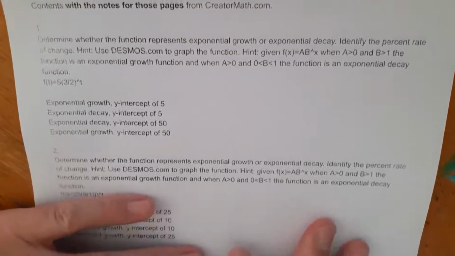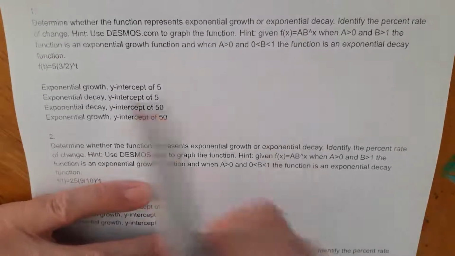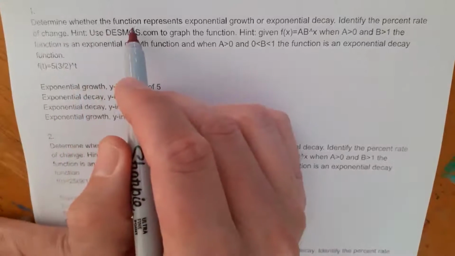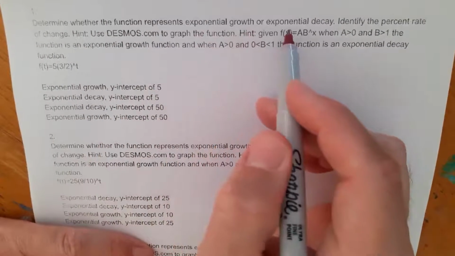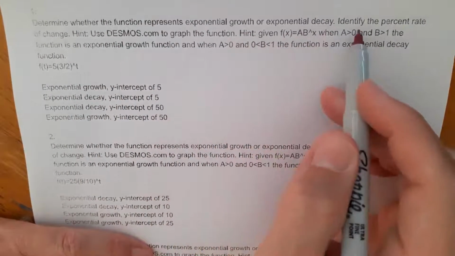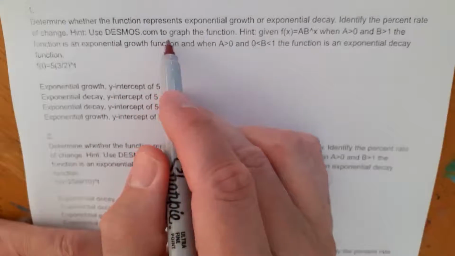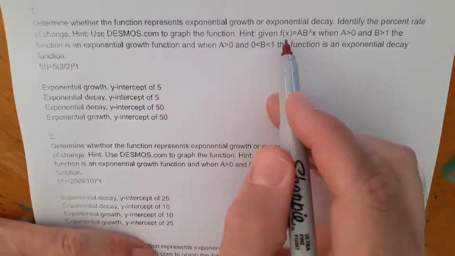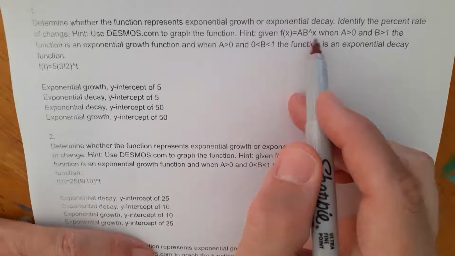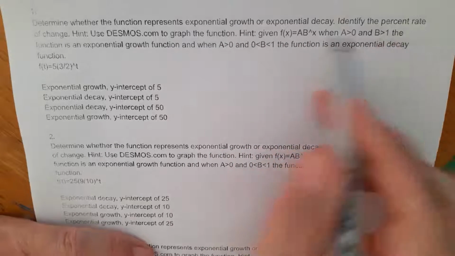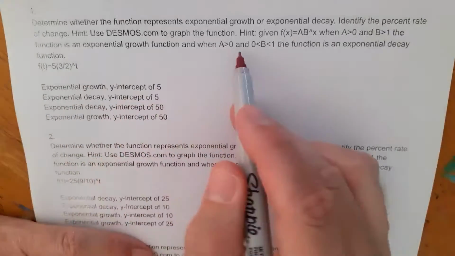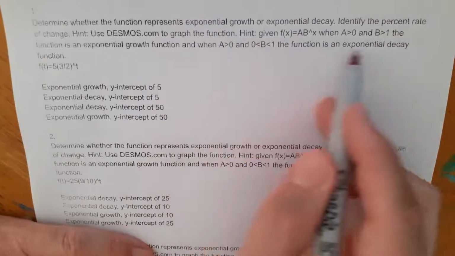So let's go to the first problem. Determine whether the function represents an exponential growth or exponential decay. Identify the percent rate of change. Hint: use desmos.com to graph the function given. f of x equals a b to the x, where a is greater than 0. Here they even repeat the information from the notes, and here's what it is for an exponential decay.